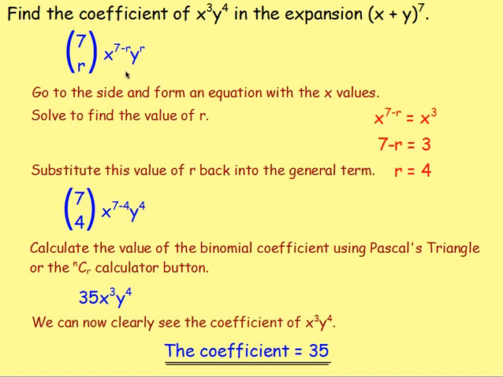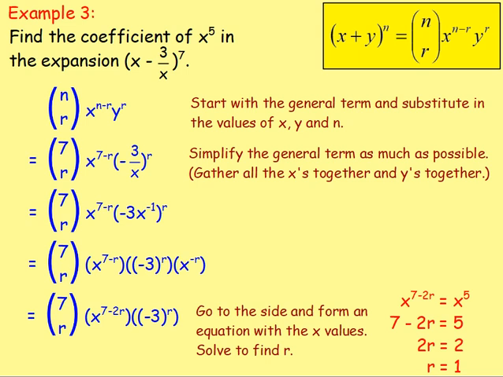Once you know r, you can then sub that back in to your general term. You've already subbed in the 7, now sub in the 4. So you'll have 7 choose 4, x to the power of 7 minus 4, y to the power of 4. 7 choose 4, use Pascal's triangle or the nCr button on the calculator, that gives you 35. This will give you x to the 3. This is still y to the 4. You're asked for the coefficient of x cubed y to the 4, and you can clearly see the coefficient is 35. We did quite a few examples like this.